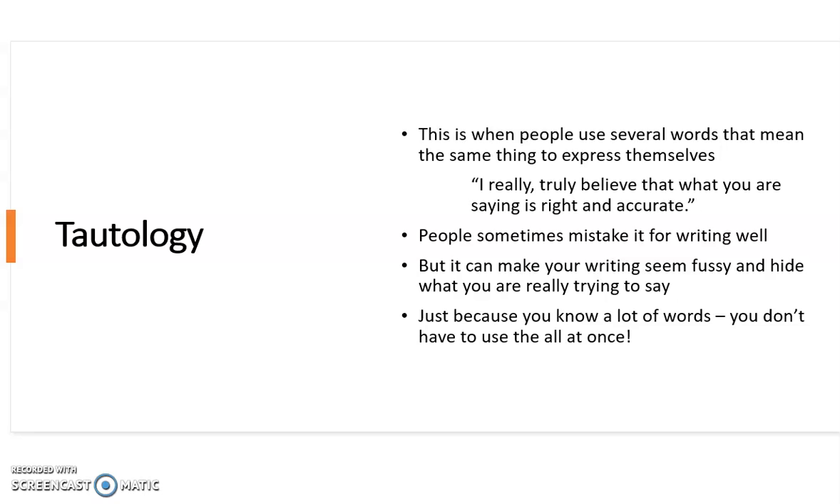Simple, clear, to the point. We don't need really, truly. We don't need right and accurate. You could really pare that sentence down. And that's known as tautology. Sometimes people mistake it for writing well, but it can make your writing seem fussy and hide what you're really trying to say. Just because you know lots of words, you don't have to use them all at once.